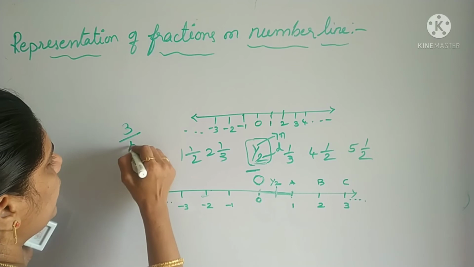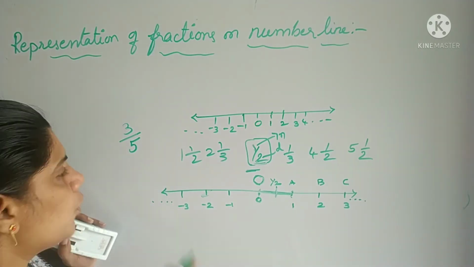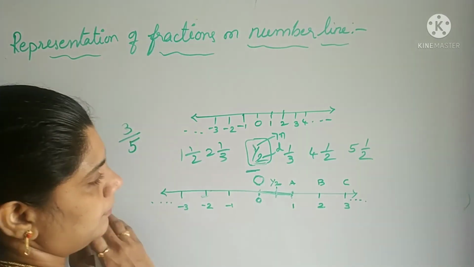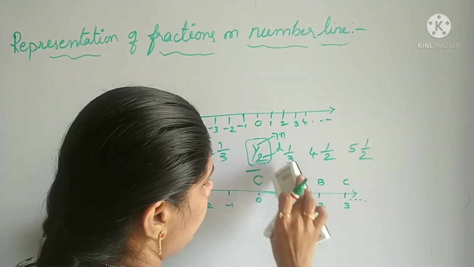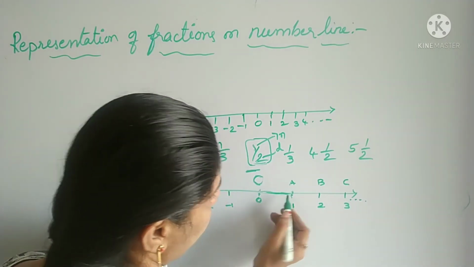So see, I will take 3 by 5. Now what you have to do? First draw the number line and locate your numbers like this.